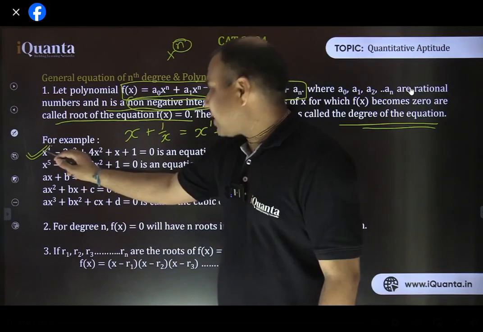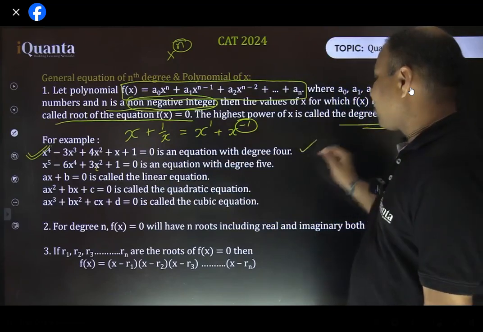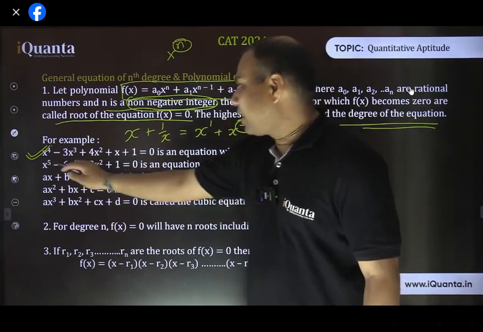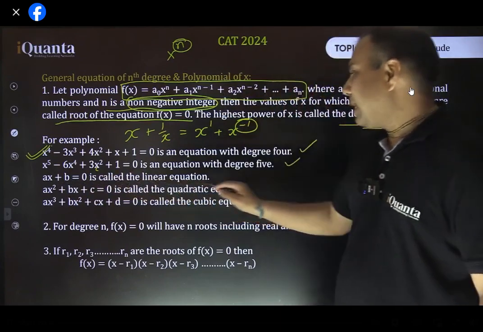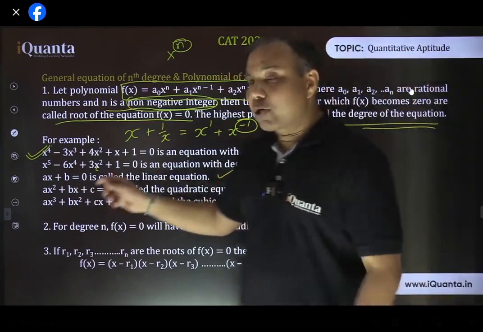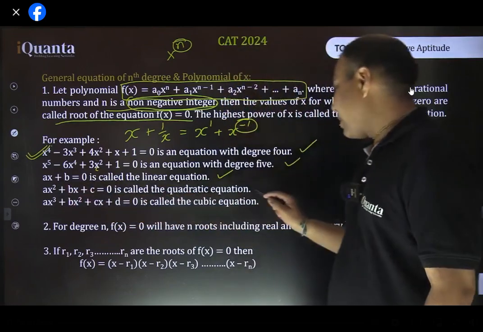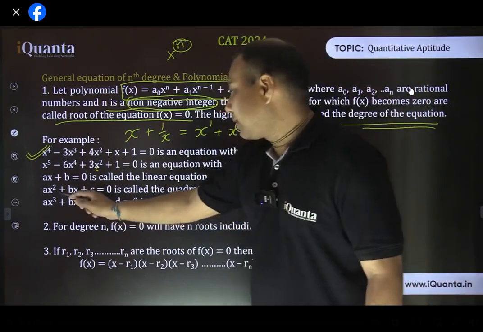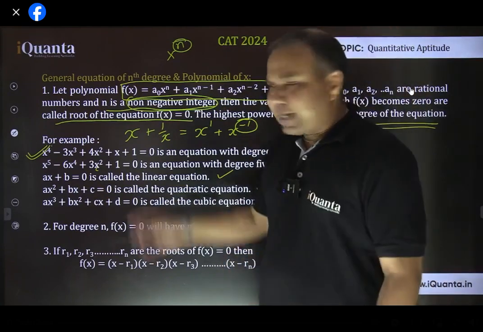Okay, good. So this is a polynomial of degree 4. Fine. So that's what is written here. So this is an equation with degree 4. Wonderful. Same way, this is a polynomial of degree 5. So equation with degree 5. Same way, ax plus b equals 0. This is called a linear equation. We have already discussed that. Why has it been called linear? Because the power is 1. Now power is 2, so it is called a quadratic equation or degree 2 equation. And this is degree 3. So again, it is a polynomial of degree 3, or it is called a cubic equation. So all this was the basic part.